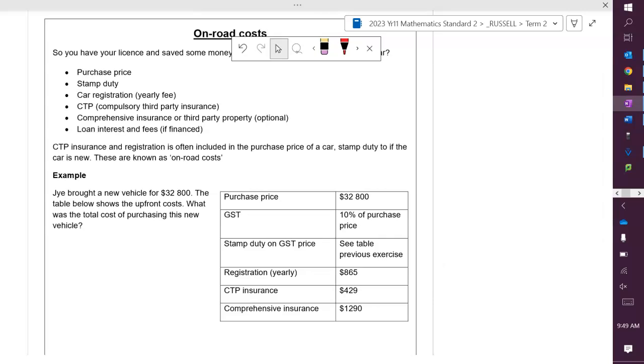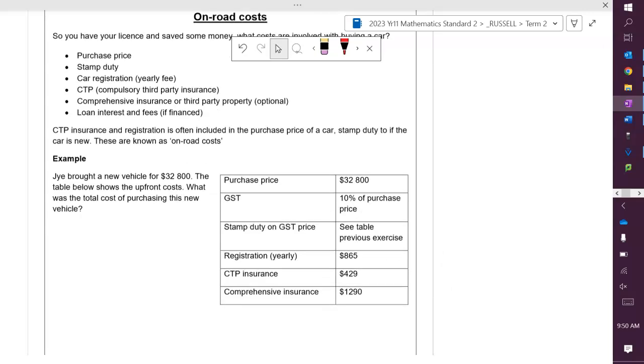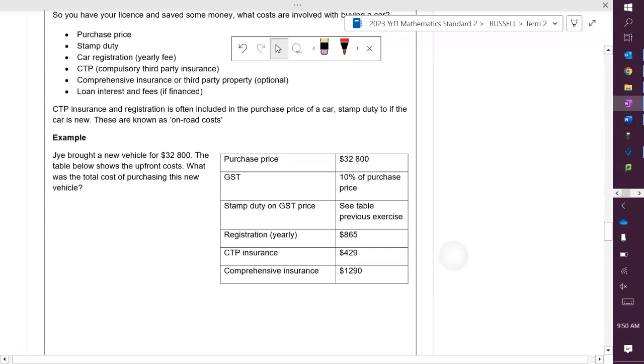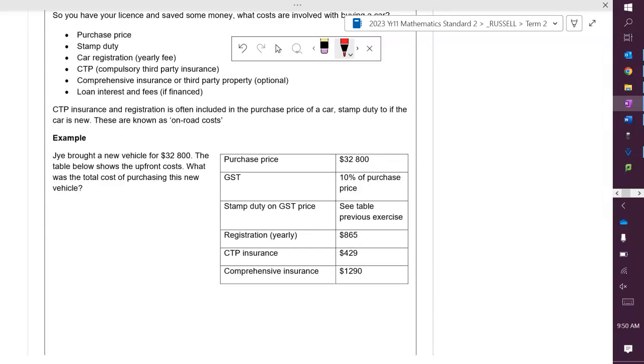So Jai bought a new vehicle for $32,800, and the table shows the upfront costs. So we need to work out the total cost of purchasing the new vehicle. So the purchase price, our GST. So we've already looked at GST in a previous lesson. So GST is 10%. So we're going to find 0.1 times our 32,800, which is 3,280.